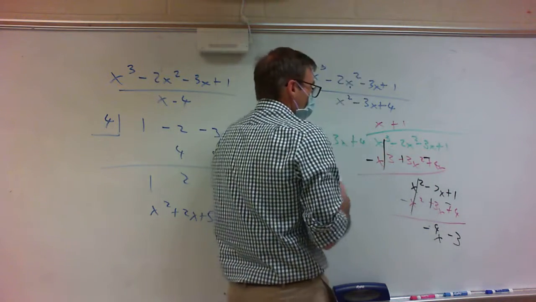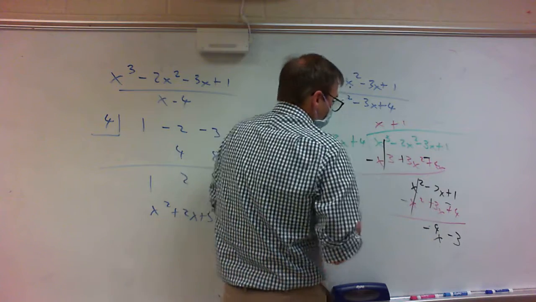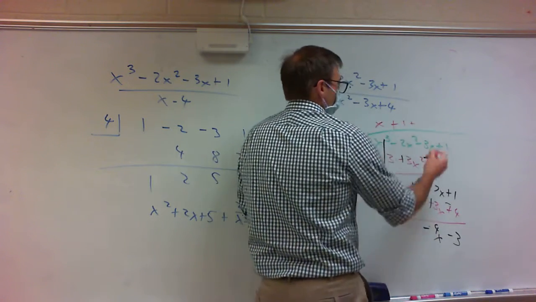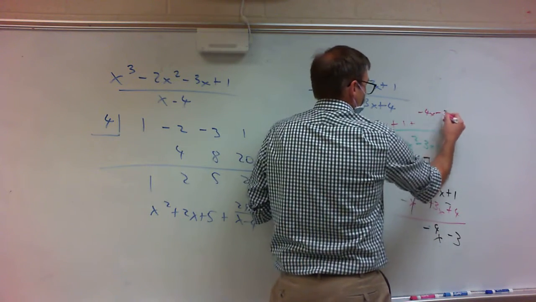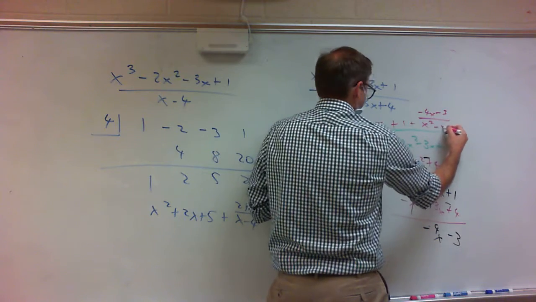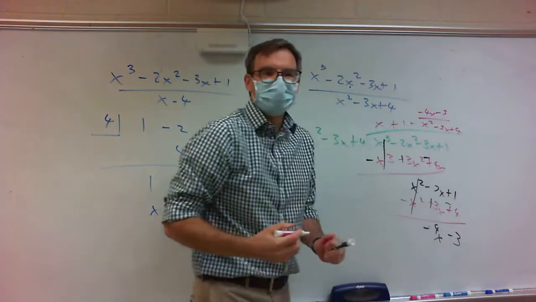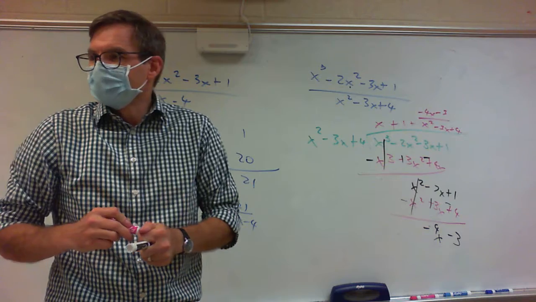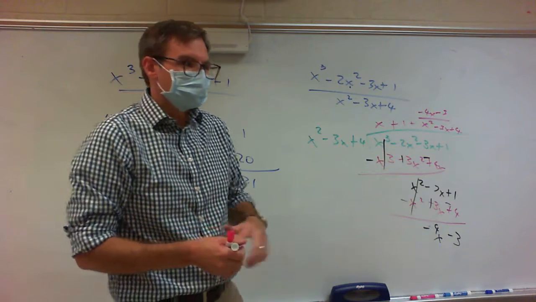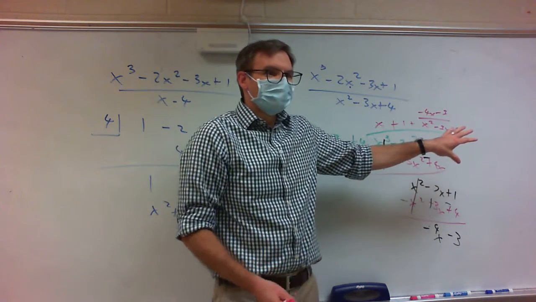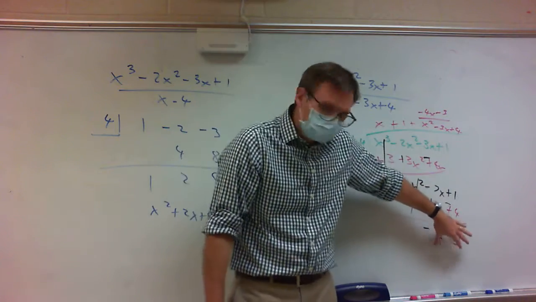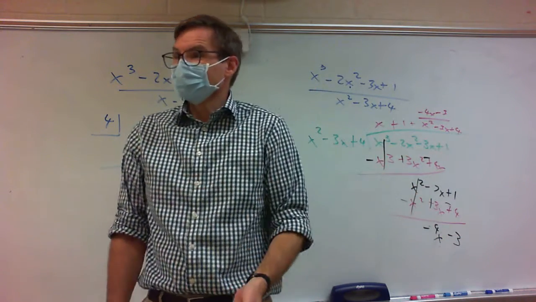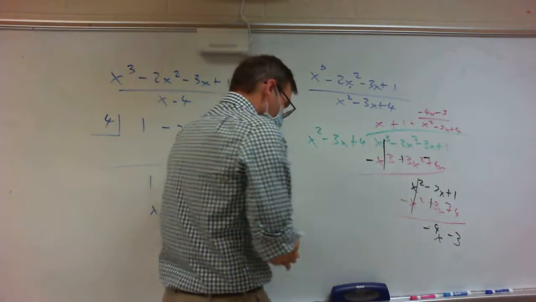So what's my remainder? I'm going to put plus the negative 4x minus 3 all over x squared minus 3x plus 4. See how to handle the remainder, right? Sometimes your remainder is 2 terms, not just 1, right? Okay.